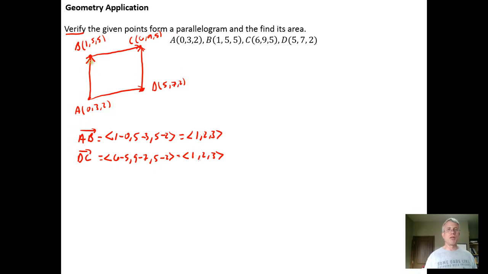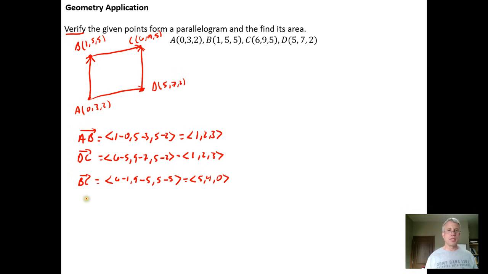And then we want to confirm it for the other two vectors. So we look at the vector from B to C. The vector from B to C is going to be x minus x, so 6 minus 1, y minus y, so 9 minus 5, and then z component minus z component, so 5 minus 5. Which simplifies to 6 minus 1 is 5, 9 minus 5 is 4, 5 minus 5 is 0. And that was the vector from B to C.